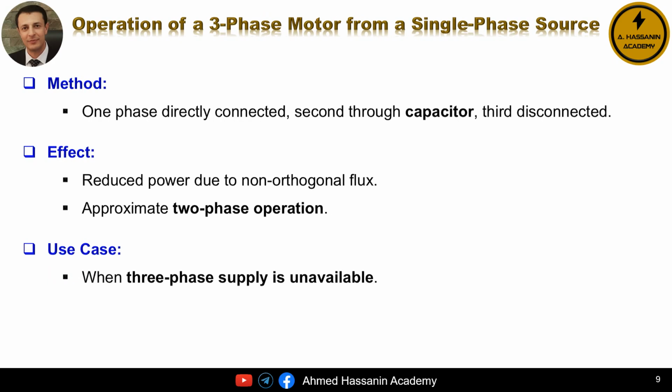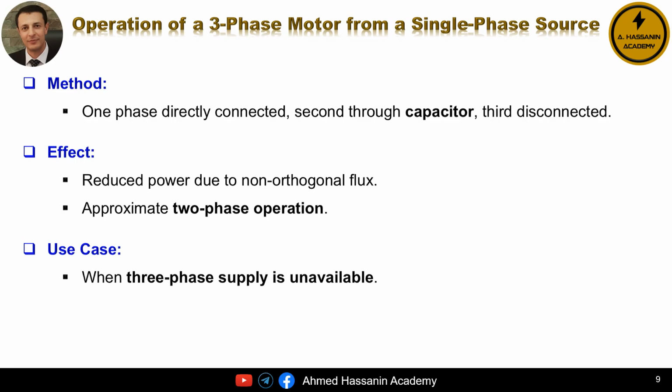Alright, now let's look at something that's a bit of a workaround: running a three-phase motor from a single-phase supply. Sometimes we don't have access to a proper three-phase network, especially in remote locations, so we have to improvise. Here's how it's usually done. We connect one of the motor phases directly to the single-phase supply. Then, the second phase is connected through a capacitor, which helps create a sort of artificial phase shift. The third phase is left disconnected.